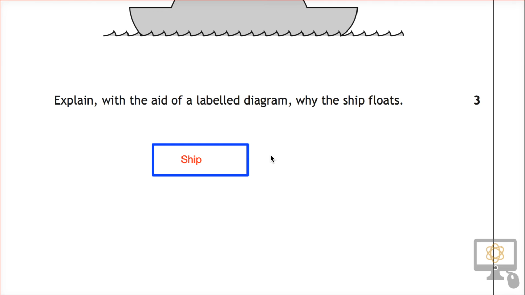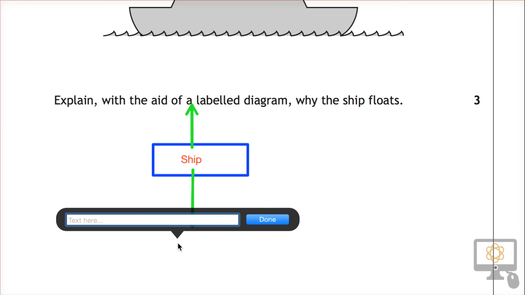Now there are 2 forces acting on this ship, and the key thing is that these 2 forces are balanced, and that's ultimately why the ship floats. So I'm going to draw in these 2 forces. There's a downward force and there is an upward force. And the key thing is, well, what do we call these forces? So I'm going to give some options as to what we can call these 2 forces.